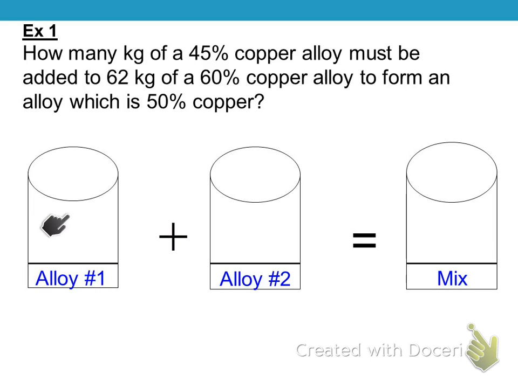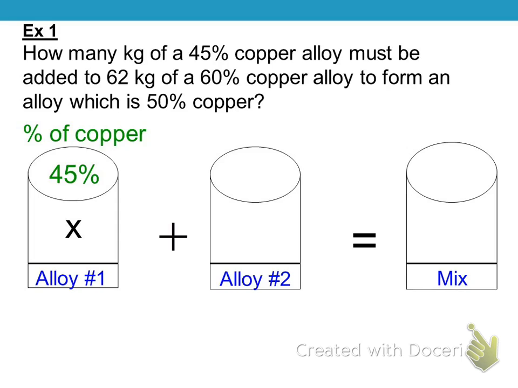How much of the first one do I have? 45%. That goes here. Unknown. When I don't know something in math class, I use an X. So the 45% goes in the top. I don't know how much of it I have, and that represents alloy number 1. What are your questions so far?